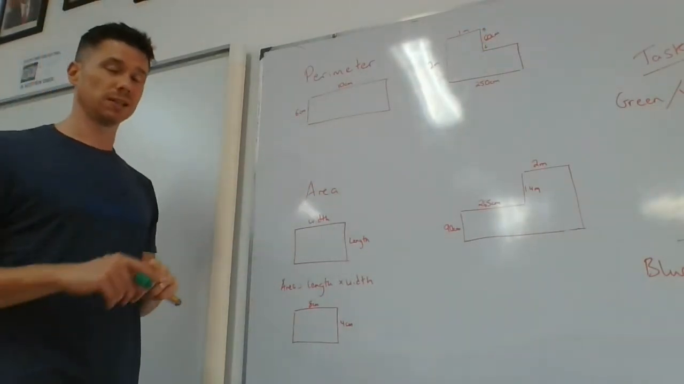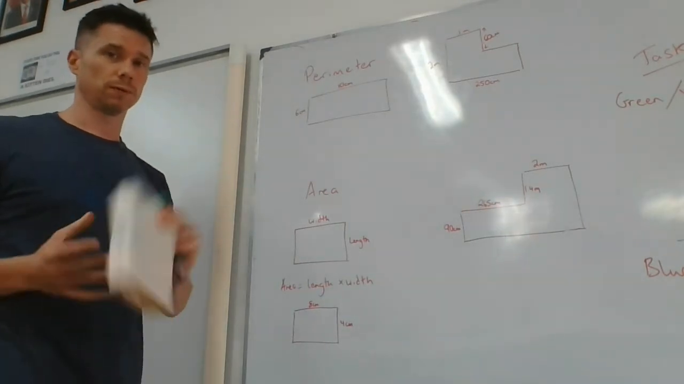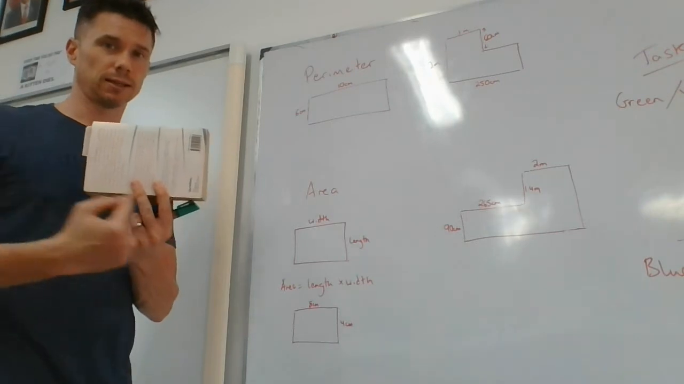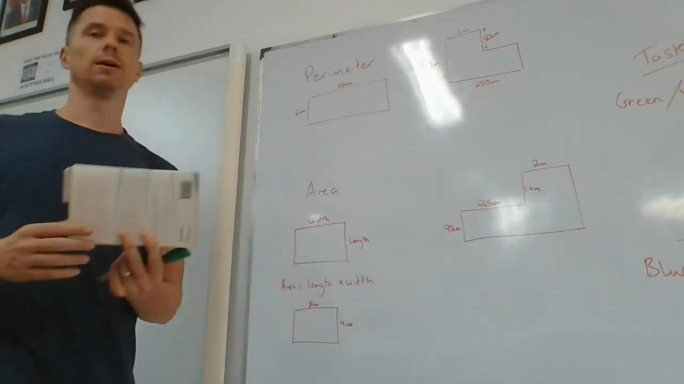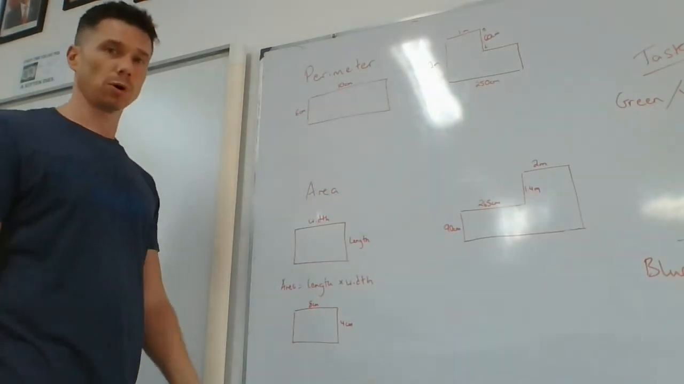So perimeter is the distance around the outside of a shape. The perimeter of this book would be that length, that length, that length, and that length, all put together. So 4 sides to a shape, you'd have to add up all 4 lengths.